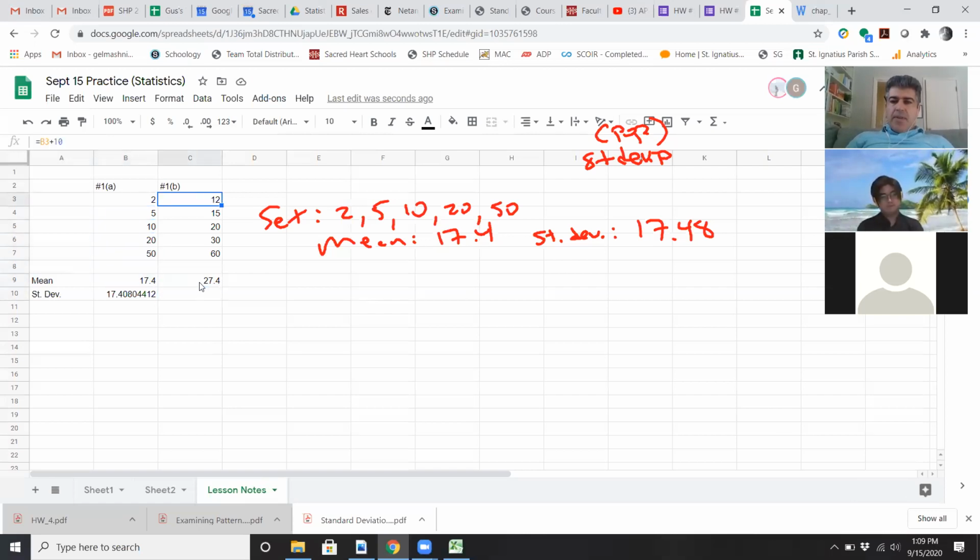Now, let's think about the spread of the data. So yes, the mean went up by 10, but all the other data points went up by 10 too. Is our data more spread out or less spread out, or is it the same spread as before? So basically, there's 3 options. Do we have more spread with our new data set? Do we have less spread? Or is the spread the same as before? What do you guys think?